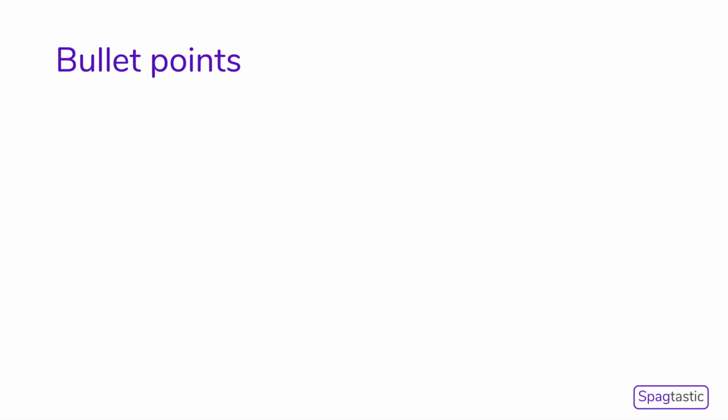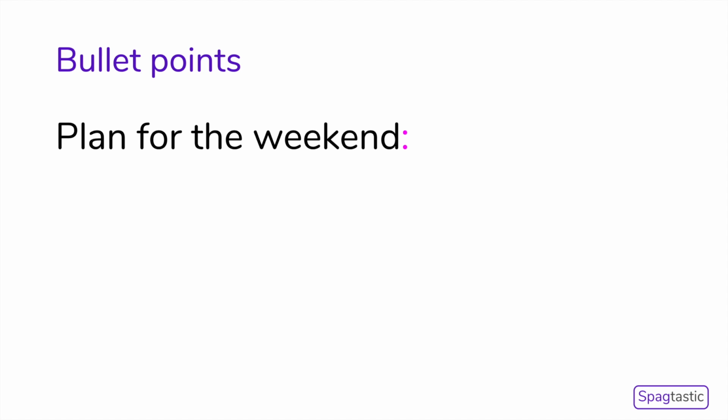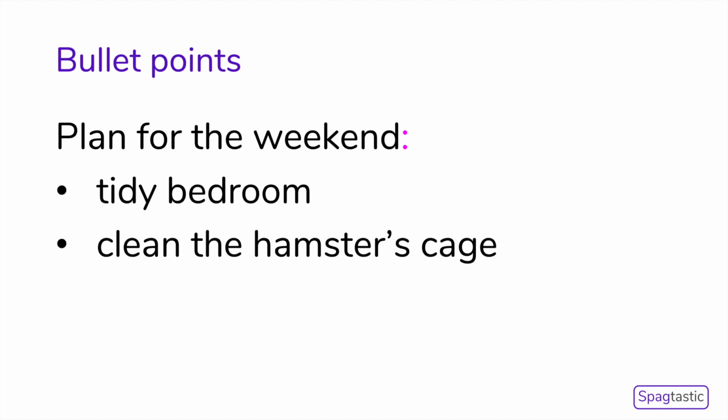Here is an example of using bullet points. The first thing to include when using bullet points is a colon after the introduction. Here the introduction is "Plan for the weekend" followed by a colon. Then we list each item on a new line with a bullet point. Tidy bedroom, clean the hamster's cage, do homework. The bullet points make the information much clearer for the reader to understand.